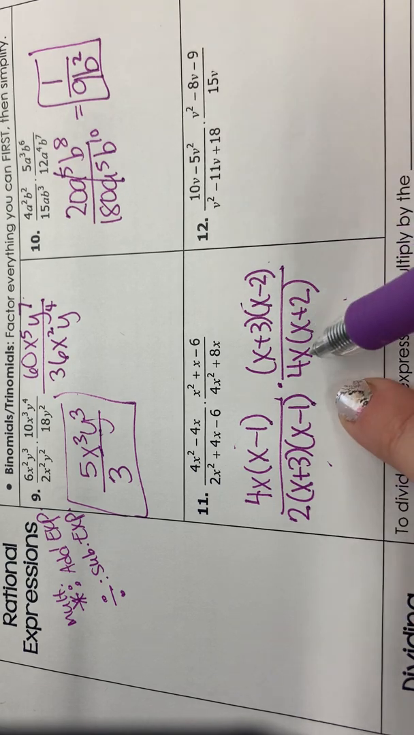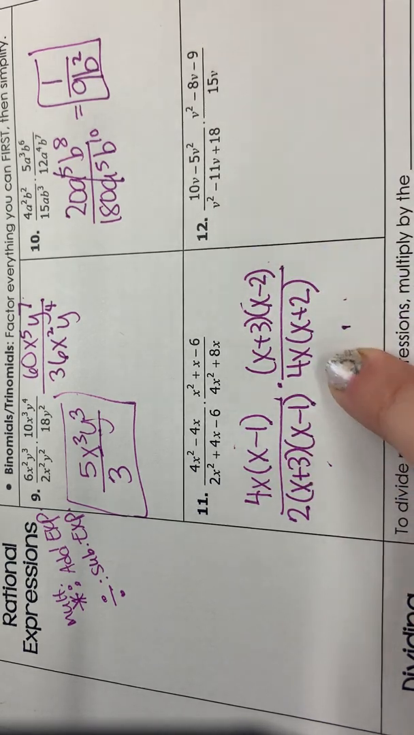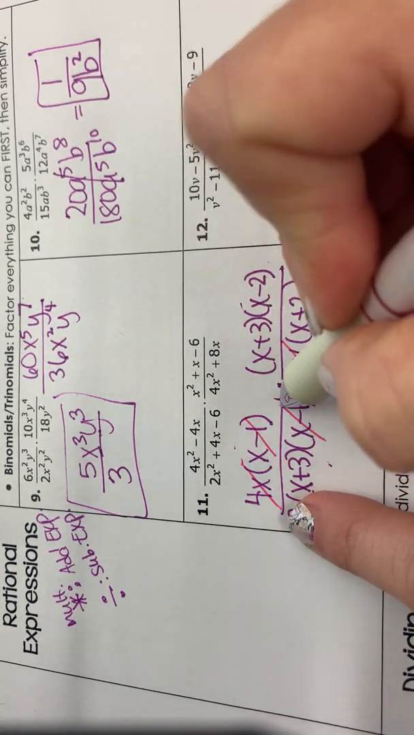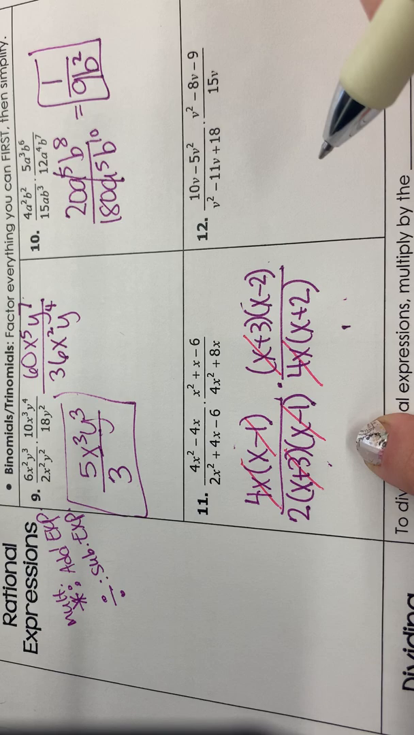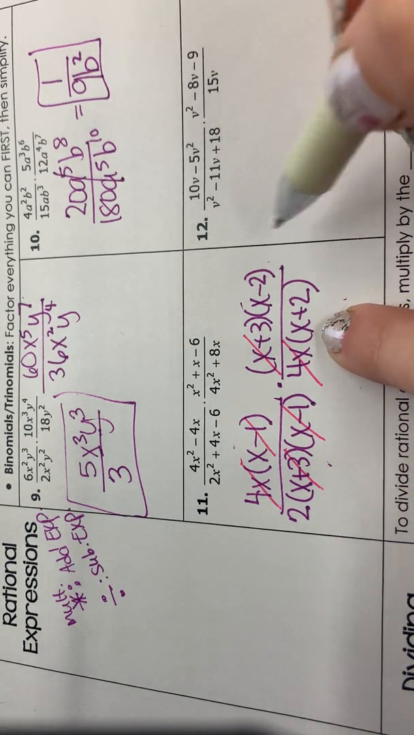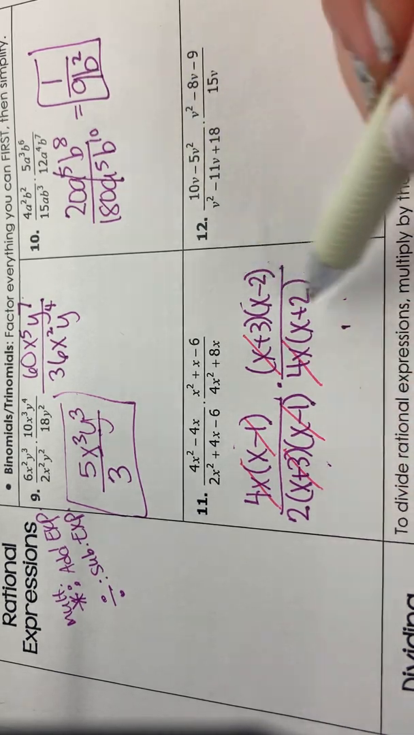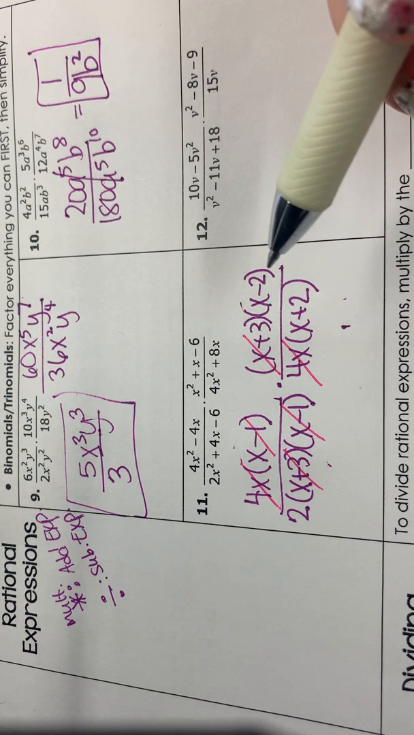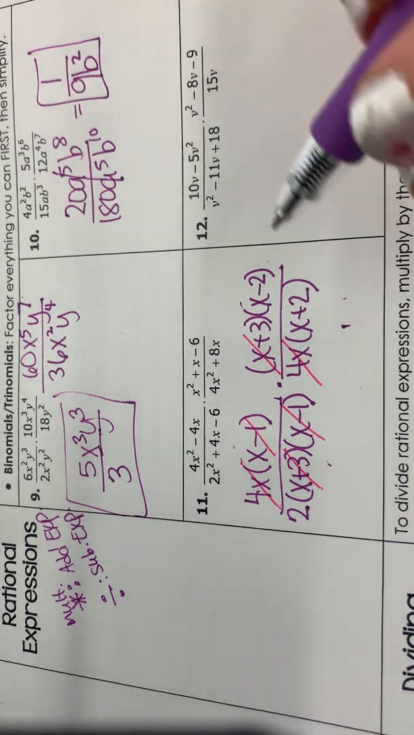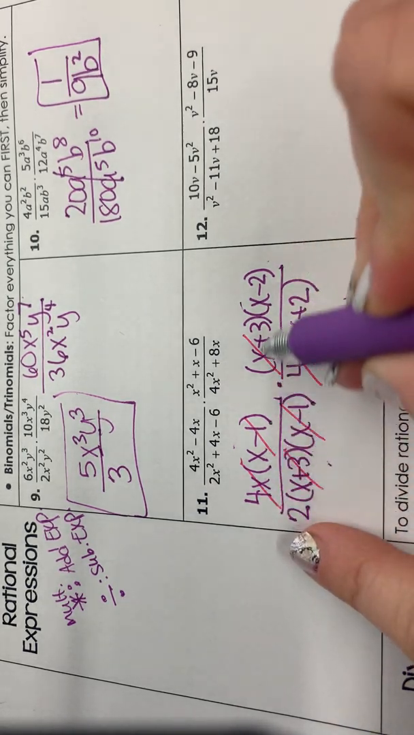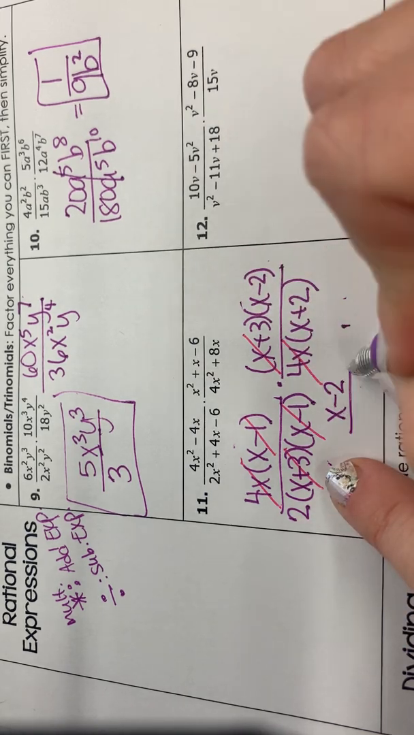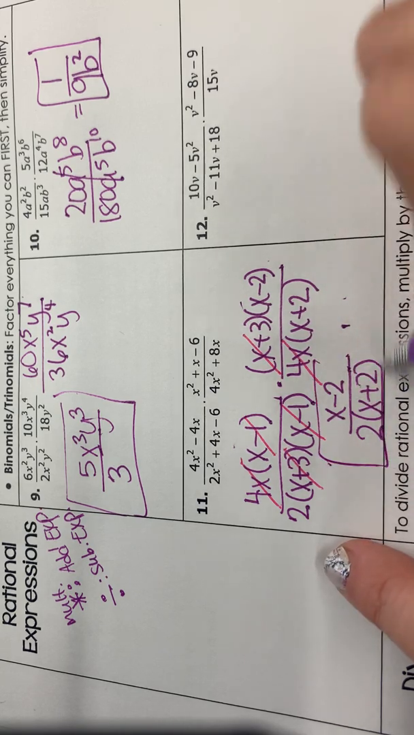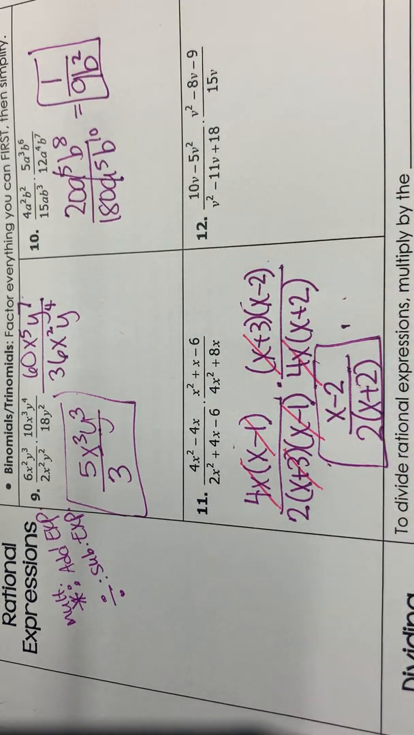So what I like to do is kind of match. Do I have any matches? I do. There's a 4x and there's a 4x. So slice that out. X minus 1, x minus 1, x plus 3, x plus 3. Now, don't let your eyes play tricks on you. That's a minus 2, that's a plus 2. This is not the -1 thing because the x's are the same. So that looks like all that I can slice out of there. Once you do that, look across. What do you have left? X minus 2. Then on the bottom, I have 2 times x plus 2. And we can leave it that way.